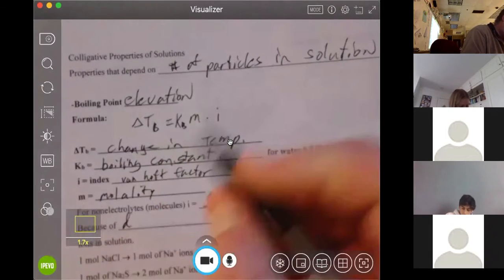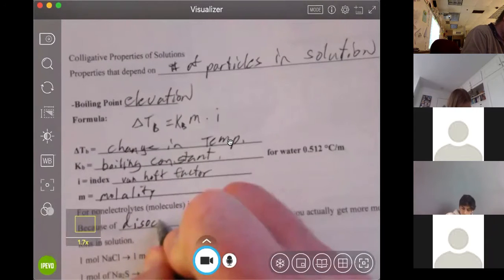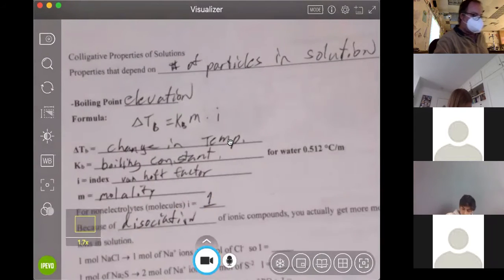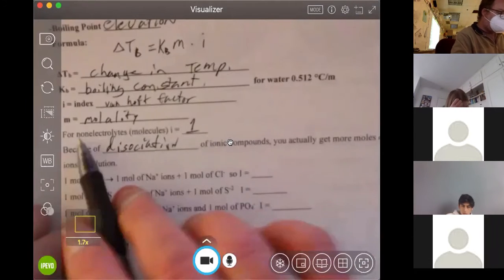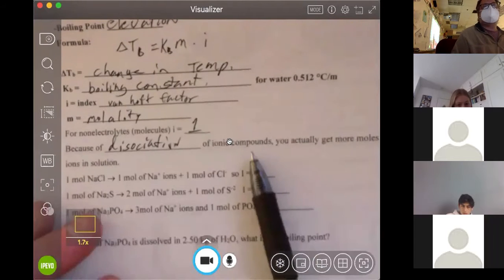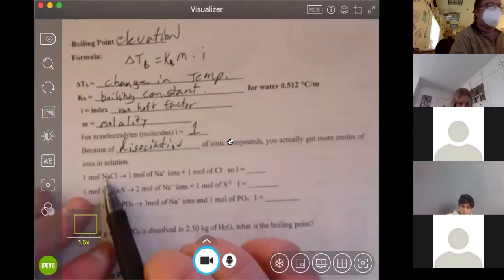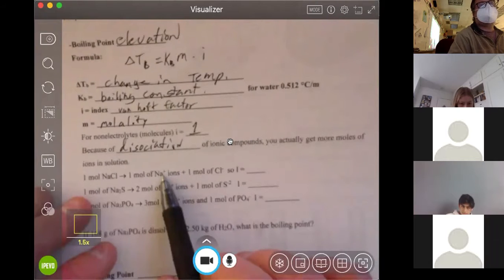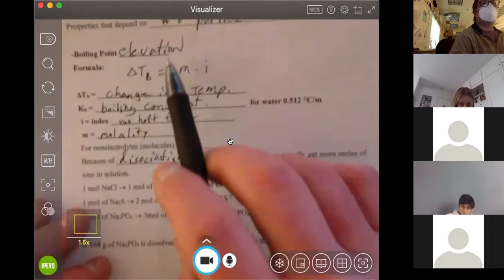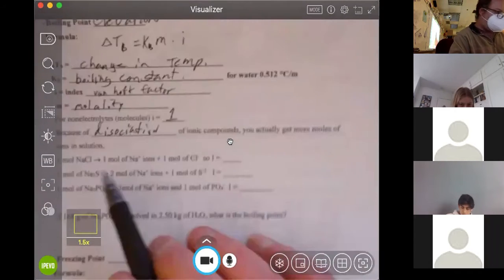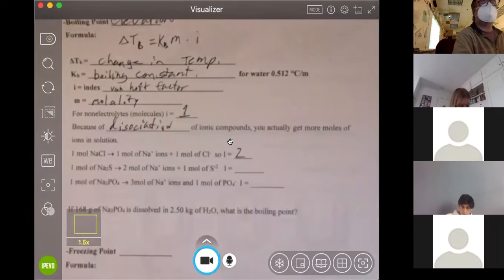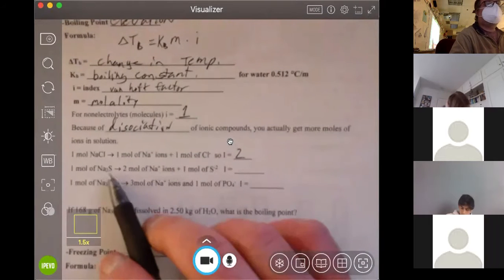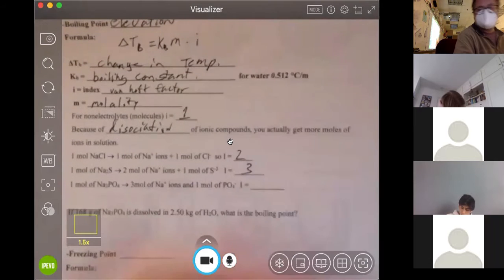Because of dissociation of ionic compounds, you actually get more moles of ions in a solution. So for non-electrolytes, for non-ionic compounds, it's 1. For every 1 mole of sodium chloride, you get 1 mole of sodium ions and 1 mole of chloride ions. Remember, it's based on the number of particles. So for 1 mole of sodium chloride, you actually get 2 particles. Sodium sulfide, there are 2 sodium ions and 1 sulfide ion for a total of 3 particles per mole.